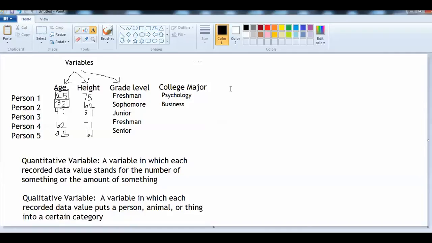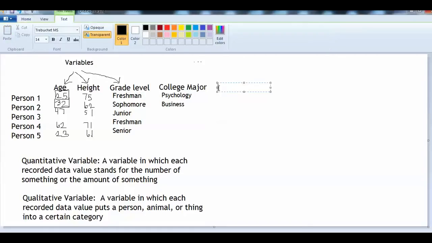Now it might be easy, or it would be nice if, well, so far we have two quantitative variables right here, and we have two qualitative variables. But it would be nice if data values with numbers always went along with quantitative variables, and data values that are words always went along with qualitative variables. But unfortunately, it's not that simple, because some numbers don't actually stand for a number or amount of something.